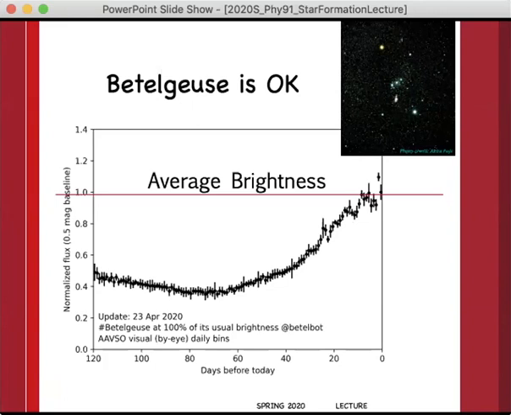I think it was my TA who suggested that all we're seeing here is the Death Star finally moving out of the way, and now Betelgeuse is back to its normal brightness. So yeah, I just wanted to share that real quick before we get started.